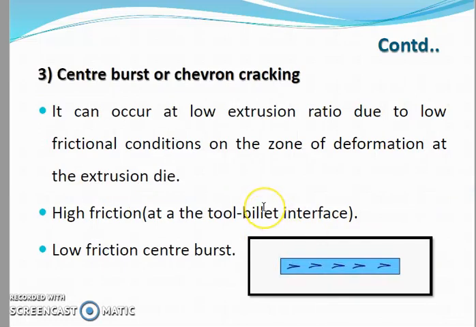The center burst can occur at low extrusion ratio due to low frictional conditions in the zone of deformation at the extrusion die, or due to high friction at the tool-billet interface. In a low friction center burst, a crack occurs at the center of the extruded part.